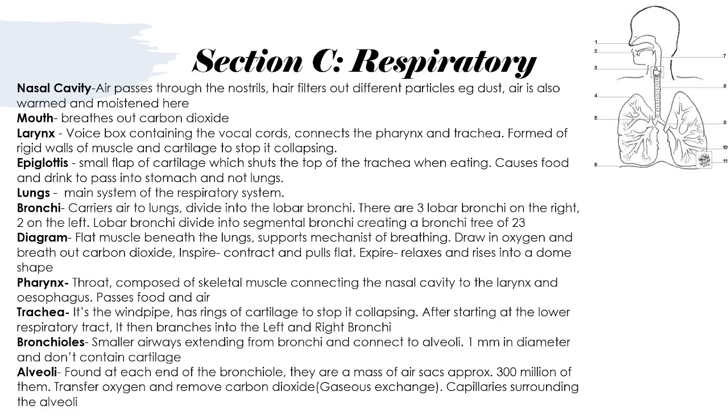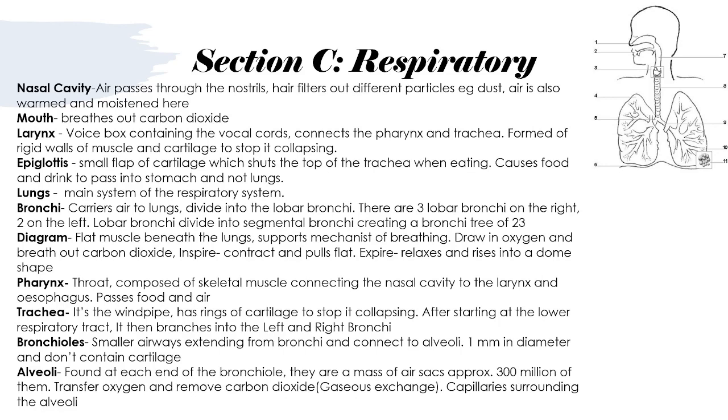So, what are these functions? Well, the nasal cavity allows air to pass through the nostrils. The hair in the nostrils filters out different particles. The air is moistened and warmed here. The mouth breathes out carbon dioxide, and can also bring in some air, but mainly it's the nasal cavity. The larynx is the voice box, and it connects the pharynx and the trachea. It's rigid muscle and cartilage, helping stop any collapse.